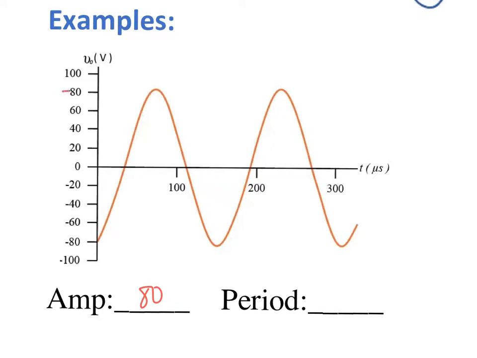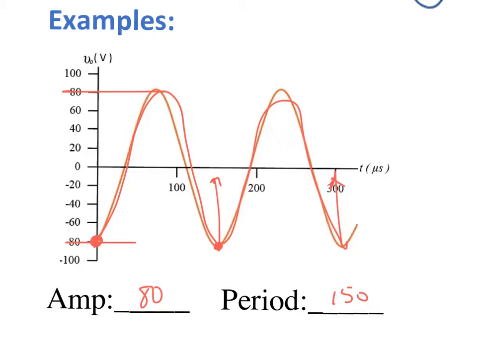Okay. Would you agree that it's reaching a height of 80 or negative 80? All right. Period length. When does it get back to negative 80? How long does it take? About 150. Okay. So one period length is about 150. If you looked at 2 period lengths, it looks like it's about 300, so 300 divided by 2. So period length is 150.